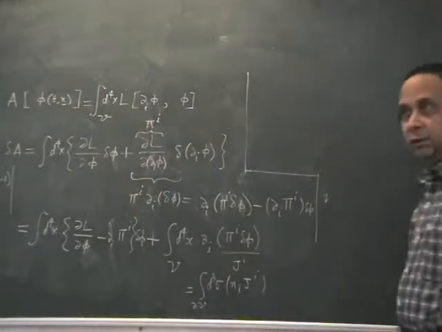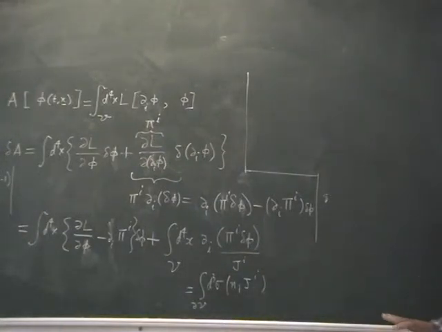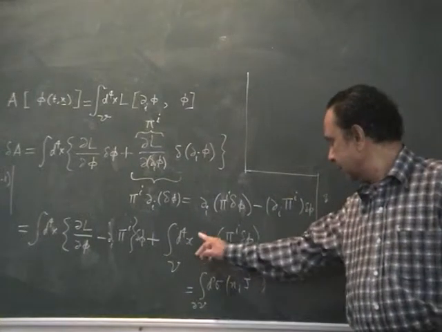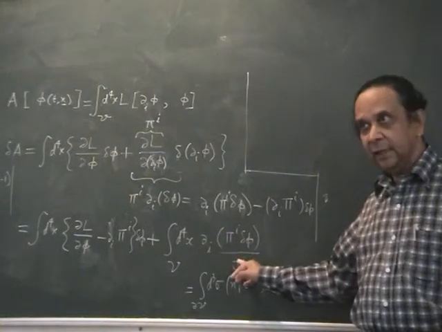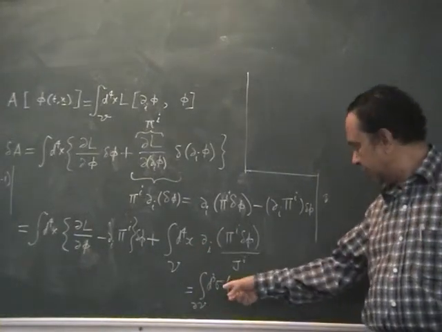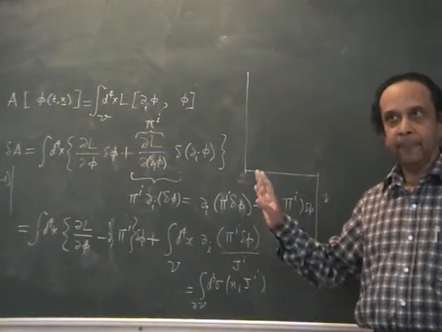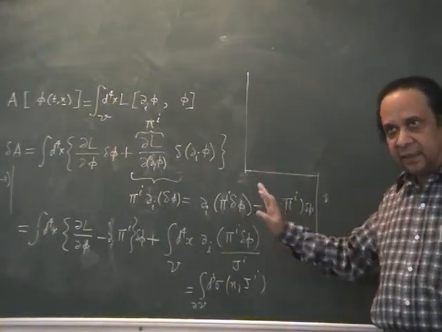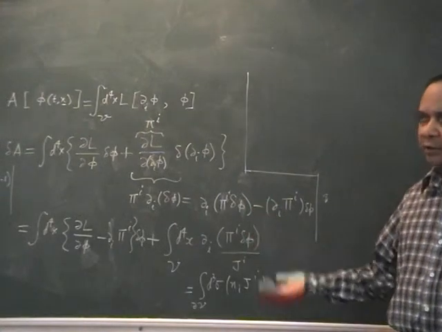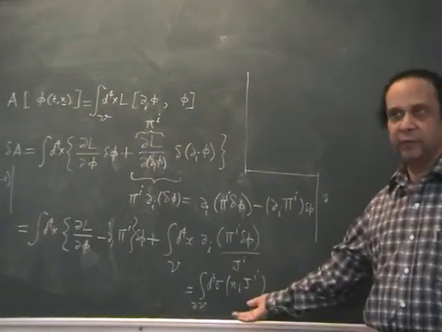How do I know that? This is just Gauss theorem. If it was d3x del dot j, if you integrate, you would have said it is a two-dimensional surface integral of n dot j. Okay? Here it is exactly the same thing. It works in d dimensions, it works in Lorentzian spacetime. So that is exactly what we are doing.